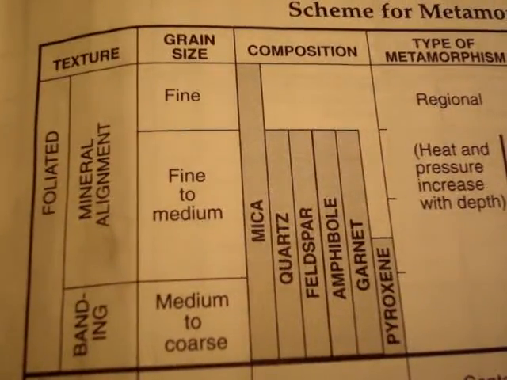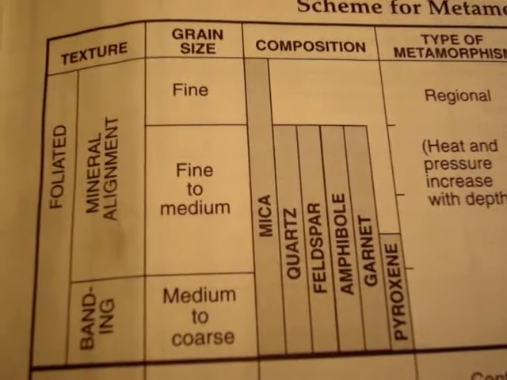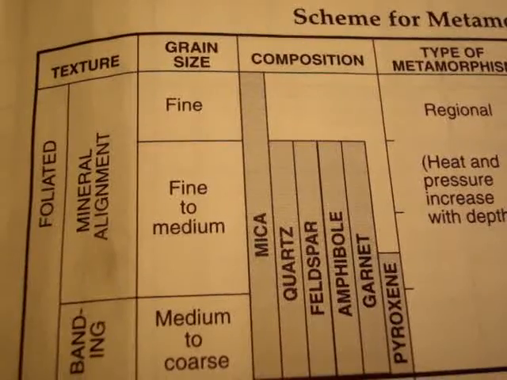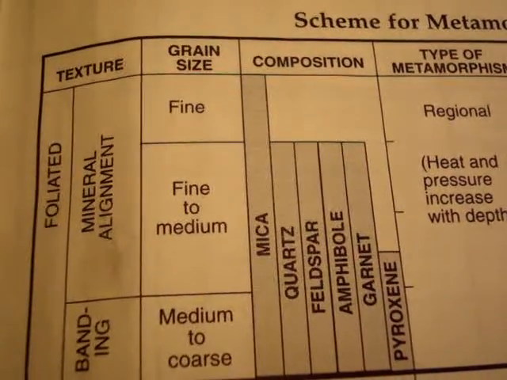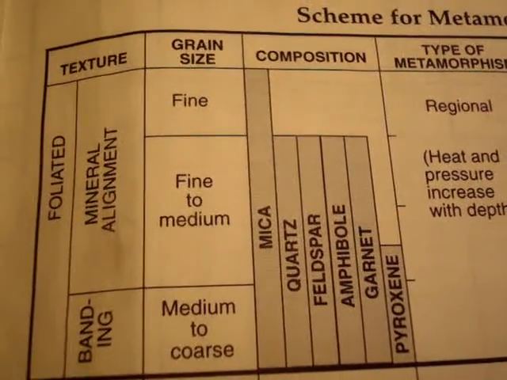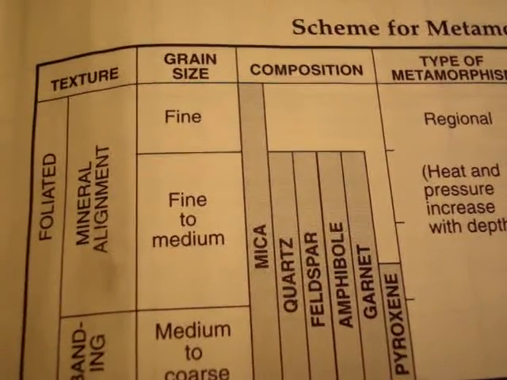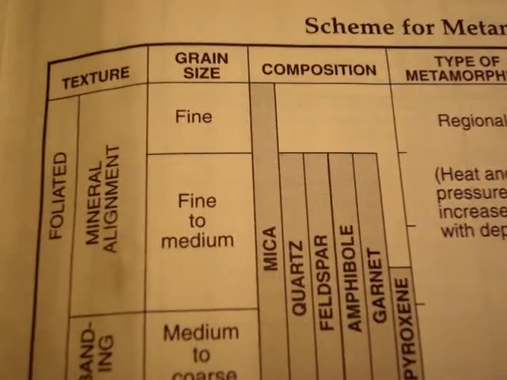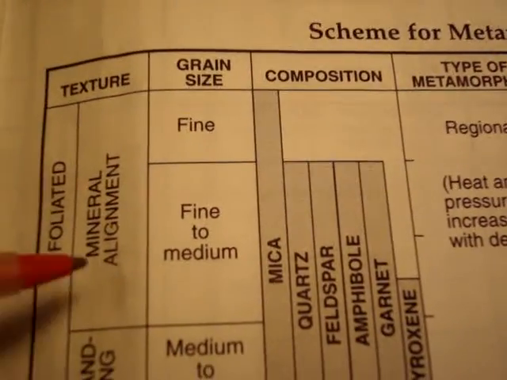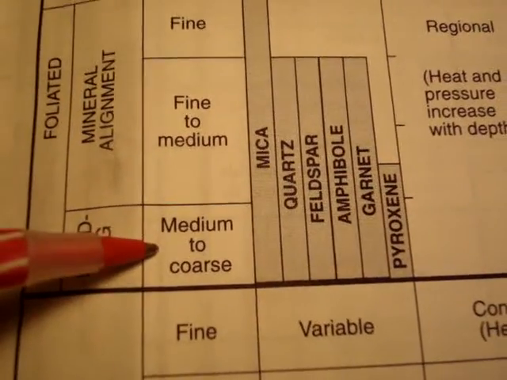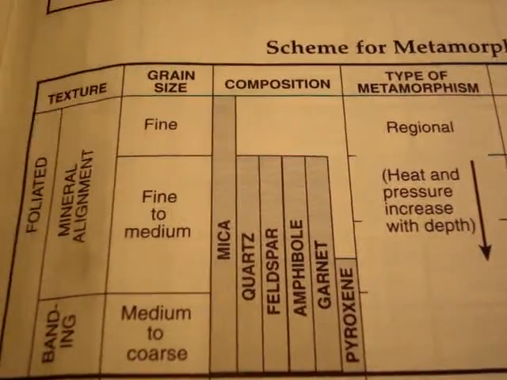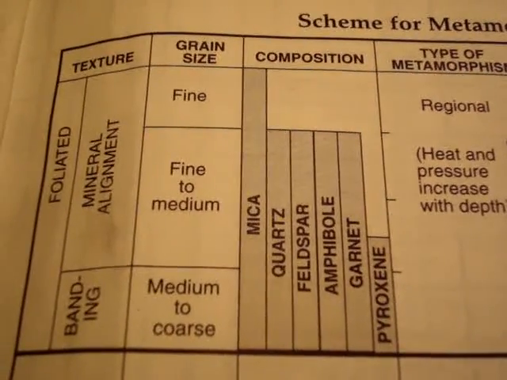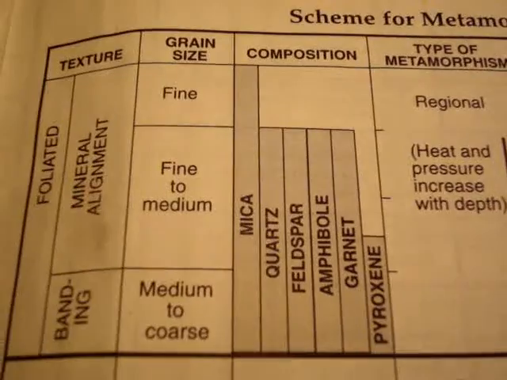Now, when pressure is applied to a rock, the minerals will line up, or like minerals with the same density or composition will line up in an orderly fashion. This is how you get mineral alignment or foliation in a metamorphic rock. And again, the grain size is going to vary from fine to medium to coarse. The composition of the metamorphic rock is going to have some variation of mica, quartz, feldspar, amphibole, garnet, and pyroxene.